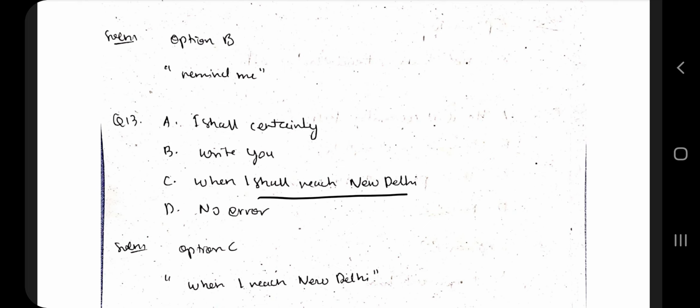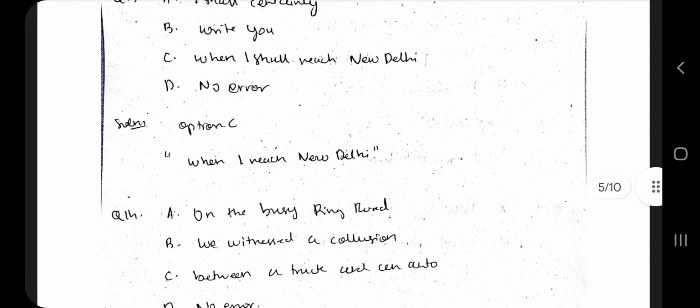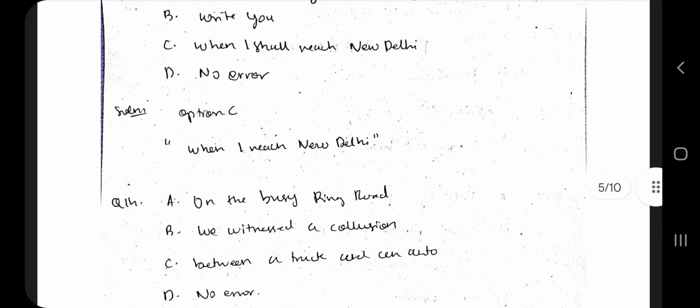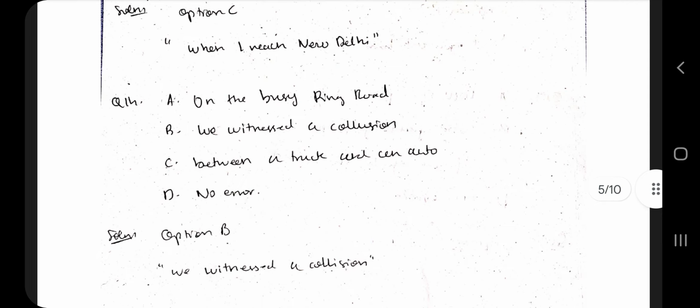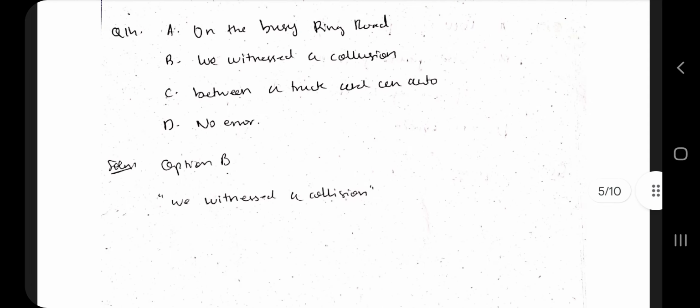So when I shall reach New Delhi, you can cut "shall", and "when I reach New Delhi" is the correct one. Okay, because "shall" is already used here. The next one: on the busy ring road, we witnessed a collision between a truck and an auto. These are pretty simple ones. Instead of "collision", we have to write "collision". Okay, so the answer is option B.